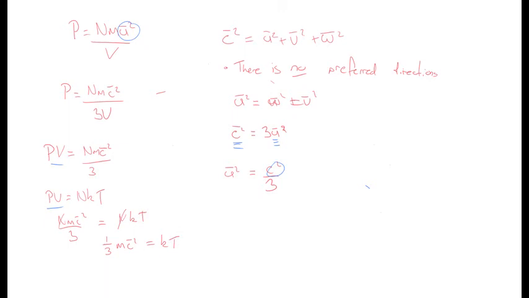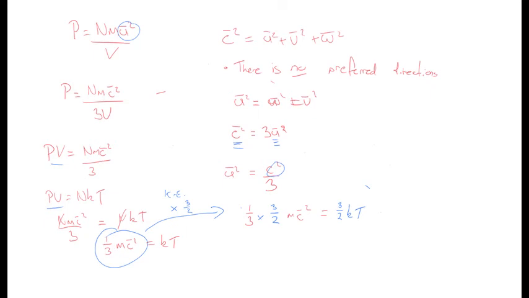Now, here's the really, really cool part. What you might notice is a third m c squared, or m velocity squared, looks very, very close to kinetic energy. So what could we do? Could we find something profound from that? Absolutely. Because there is absolutely nothing wrong with multiplying both sides of an equation by 3 over 2. Remember, the basic rule of algebra is an equation's always valid so long as you do the same thing to both sides. So if I do that, I end up with 1 over 3 times 3 over 2 times m c bar squared is equal to 3 over 2 kT.